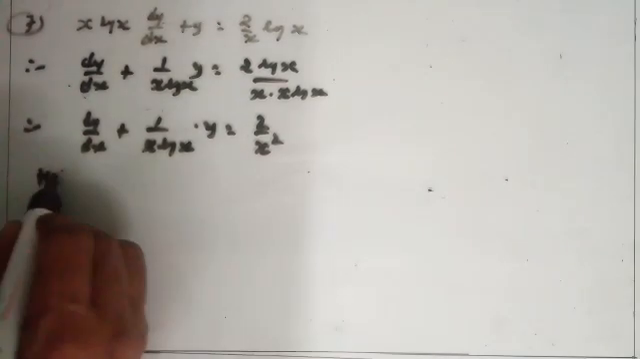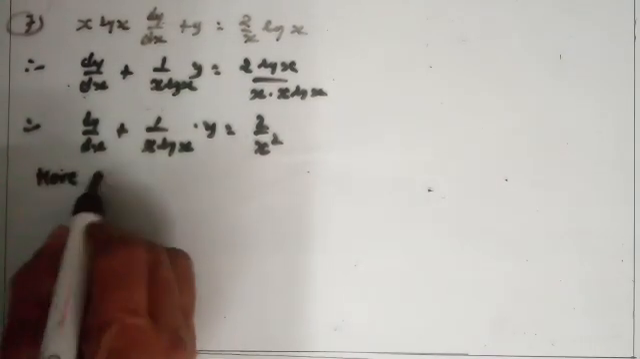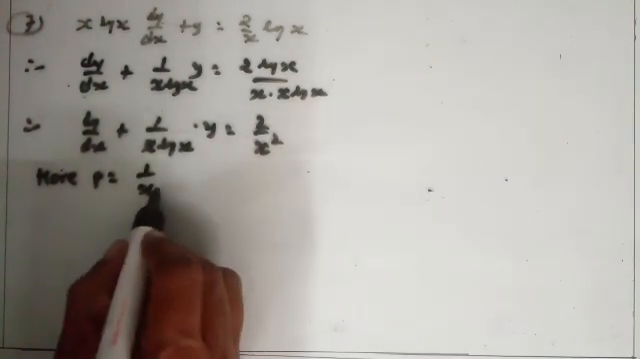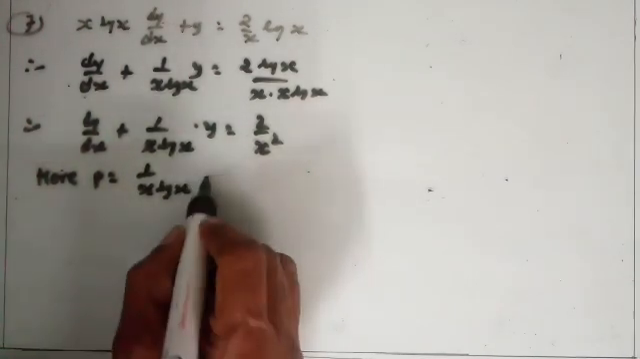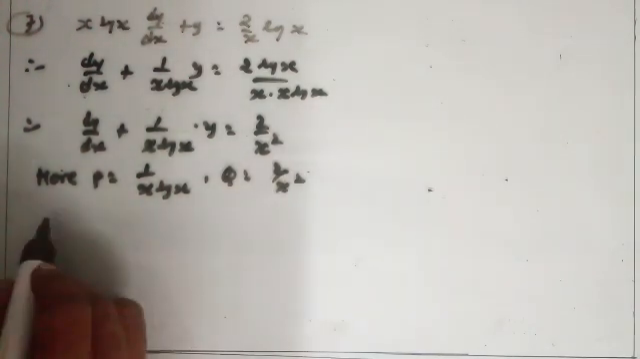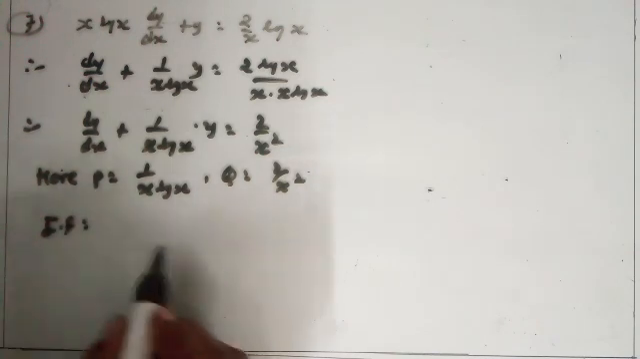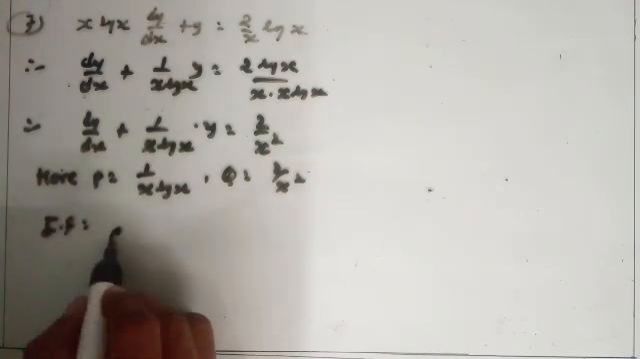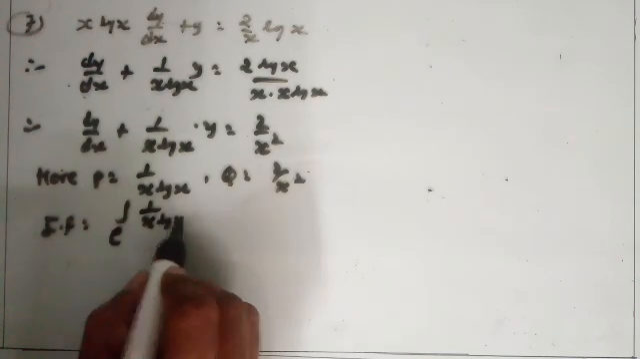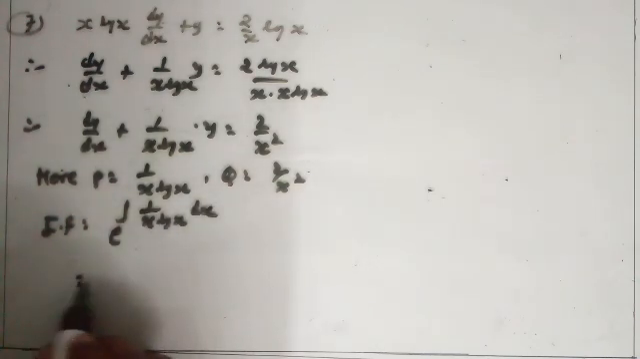Here p is equal to 1 upon x log x, and q is equal to 2 upon x square. So the integrating factor IF is equal to e raised to integration 1 upon x log x dx.